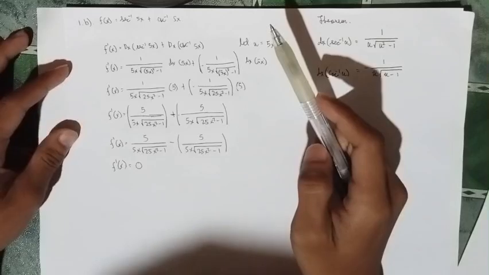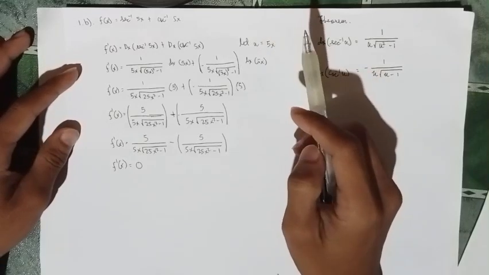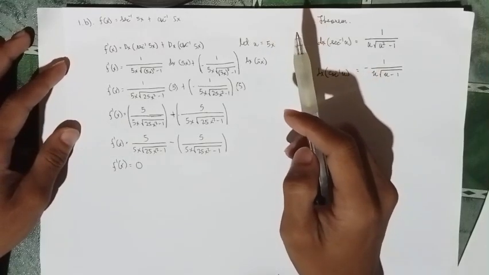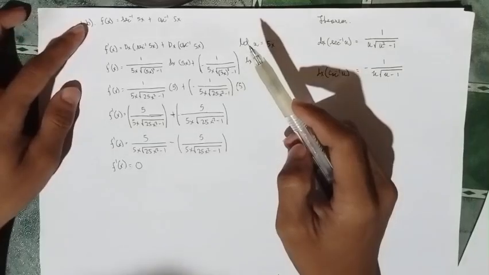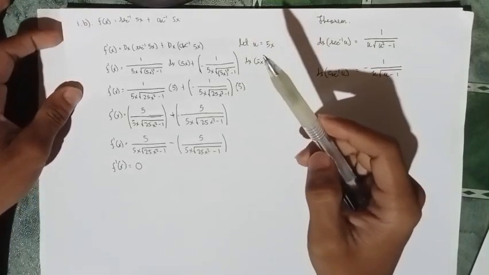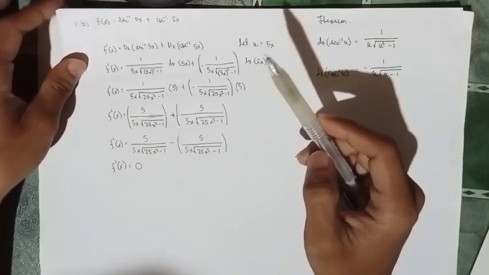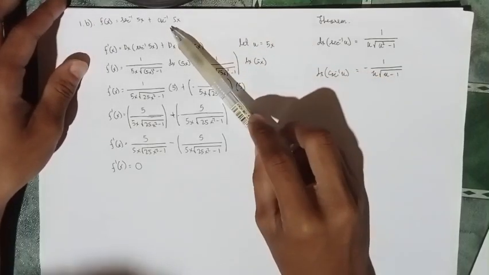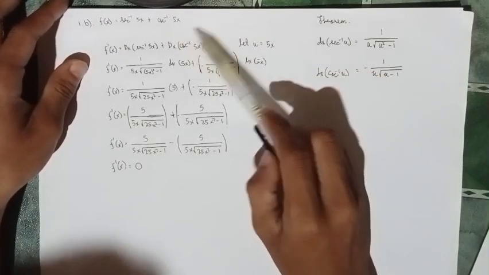So now we will do some exercises and problem set in M217 Calculus and Analytic Geometry. So now let's proceed. Let's start with the first derivative of the following function. 1b. f of x is equal to secant arc secant 5x plus cosecant arc cosecant 5x.